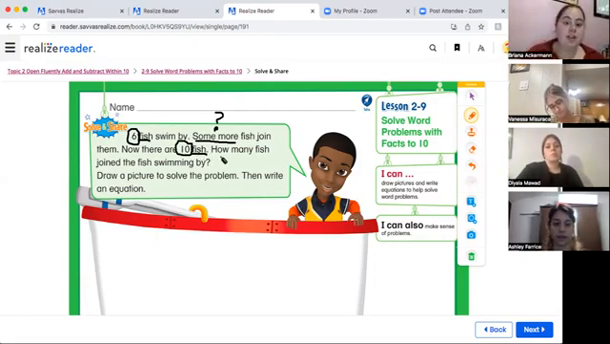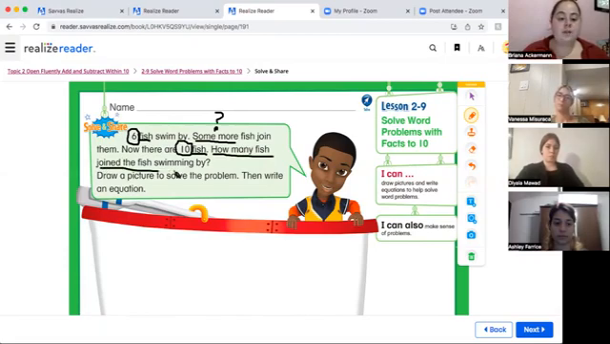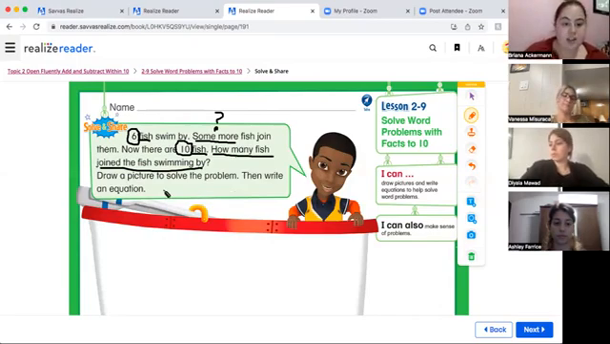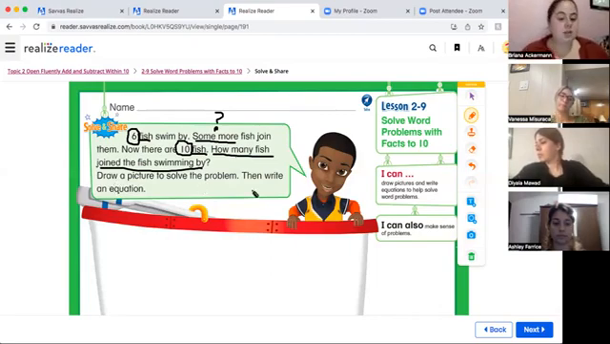Now we have our question, which is what we are looking to find out. And it says, how many fish joined the fish swimming by? So that is our question. So we're going to underline it because it is very important. That is what we're asking to solve. So now we have specific directions, and that means certain directions that we need to follow to solve this problem. It says, draw a picture to solve the problem, then write an equation.